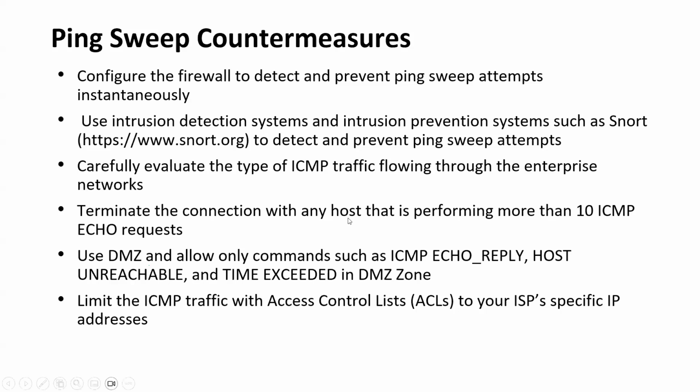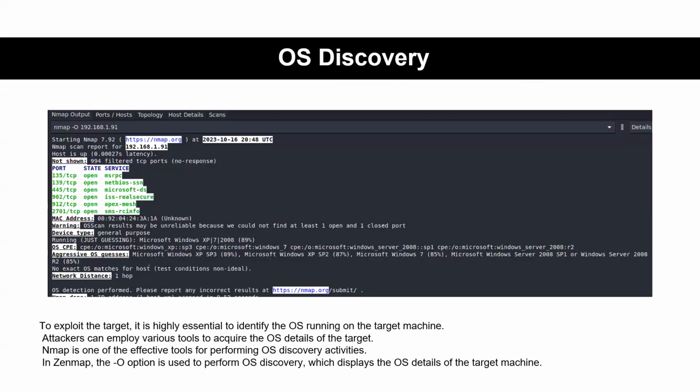So for instance, if somebody is performing an ICMP ping echo request, and the host machine is sending more than 10 ICMP echo requests, just block that or terminate the connection. These are the kinds of things that you can do to mitigate these kinds of threats.